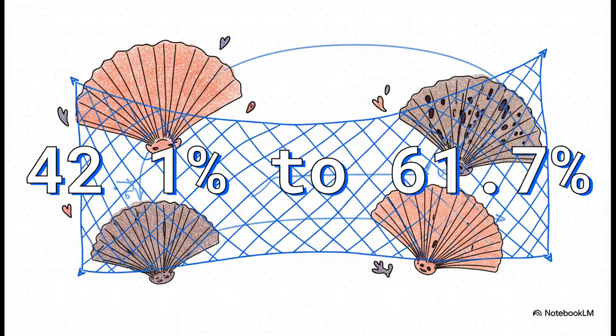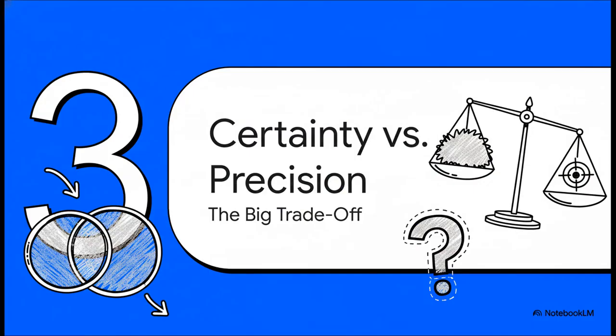So let's go back to our sea fans. When we actually calculate the 95% confidence interval for our sample, this is the net we get. We are 95% confident that the true actual proportion of infected sea fans on that entire reef is somewhere between 42.1% and 61.7%.